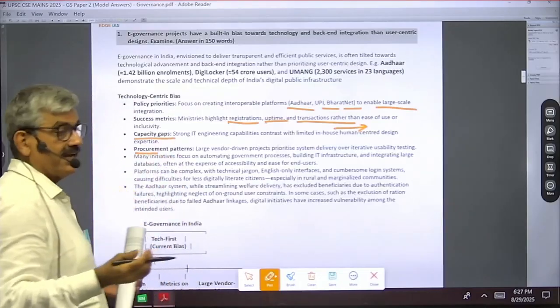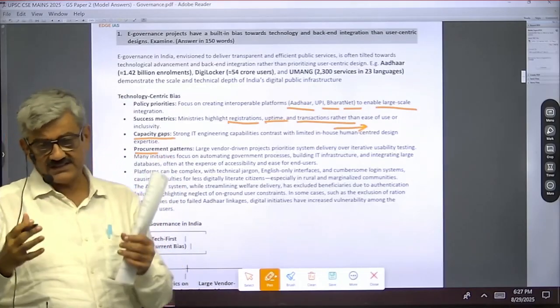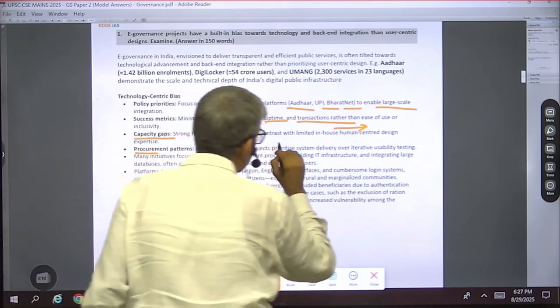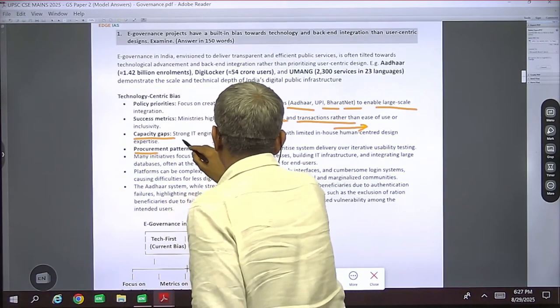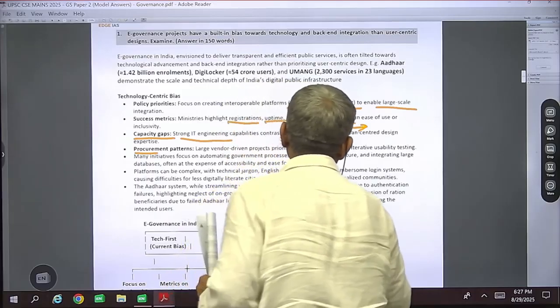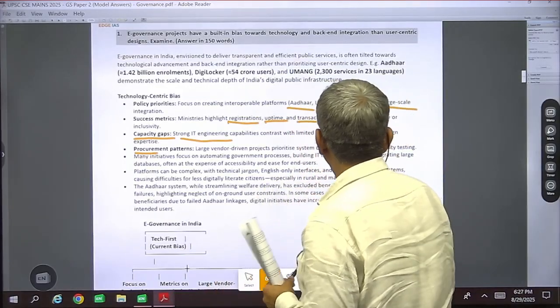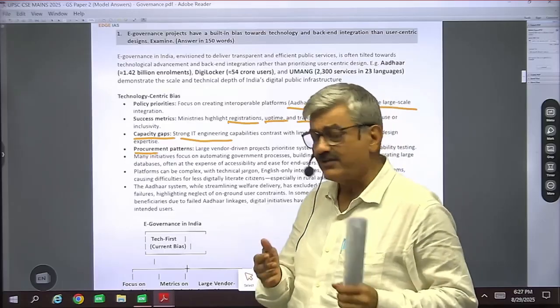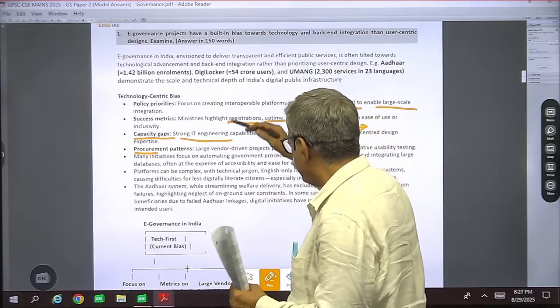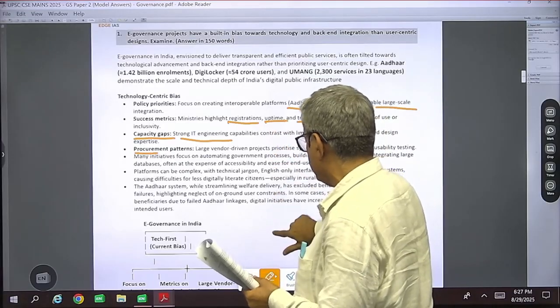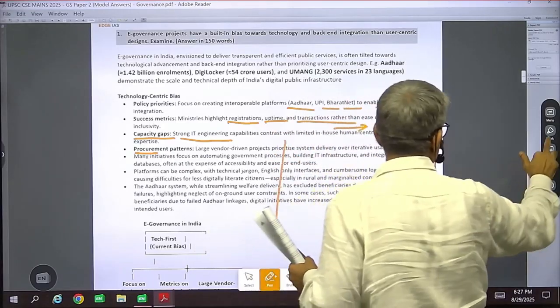There is a capacity gap. We have to make the point that yes, we are using IT, we are emphasizing it, we have a strong IT engineering capability, however, limitations are in terms of in-house human-centered design also. So these are the kinds of issues that we need to discuss in the question.